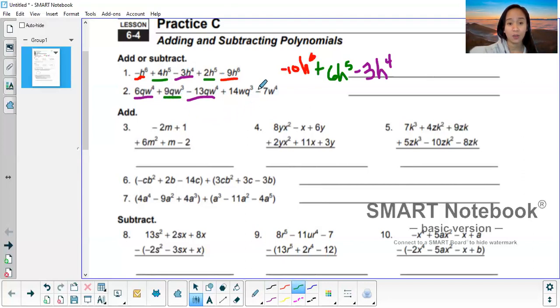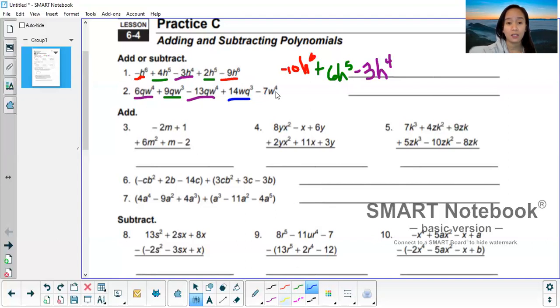After that, let's find this one. So QW3. Do you have any other QW3? No, that's not the same as this WQ3. So they're not the same because in this one, the W has the exponent, which is 3. But for this one, it's the Q that has an exponent of 3. So you just copy that one. So plus 9QW3 and then plus 14WQ3. You just copy those if you cannot combine them, okay?